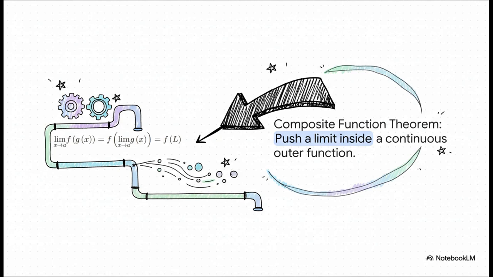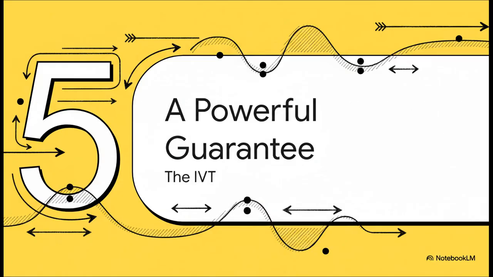For example, take a look at this. It's called the composite function theorem, and it's a super useful trick. Basically, it says that if you're taking the limit of a function that's inside another continuous function, you can do something that feels a little bit like cheating. You can actually pass the limit through the outer function and apply it directly to the inside one. Now, that might sound a little abstract, but trust me, when you're dealing with really messy limits, this is an absolute lifesaver.